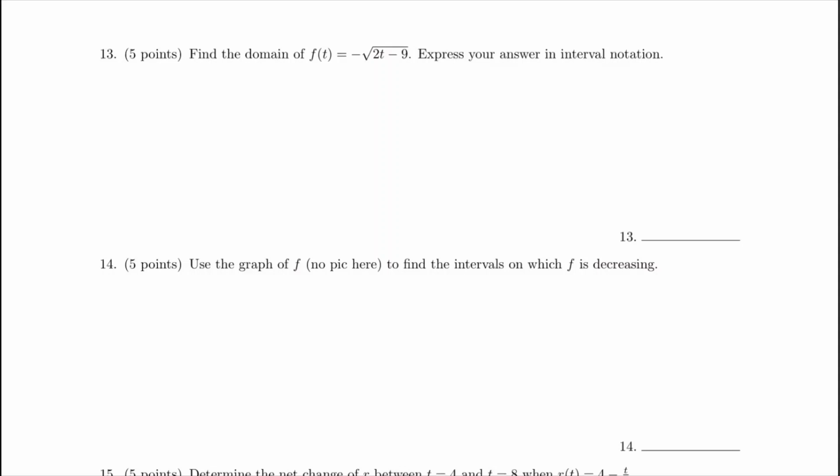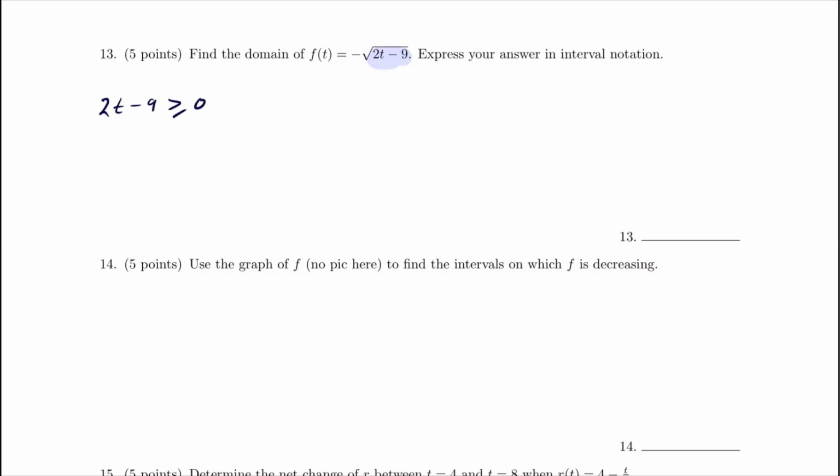Number 13, we're going to find the domain of this function, and we're going to express our answer using interval notation. So for this function, which is a negative square root of 2t minus 9, we need to make sure this quantity is never negative. So I want 2t minus 9 to be positive, or it could be 0. And then you start solving for t.